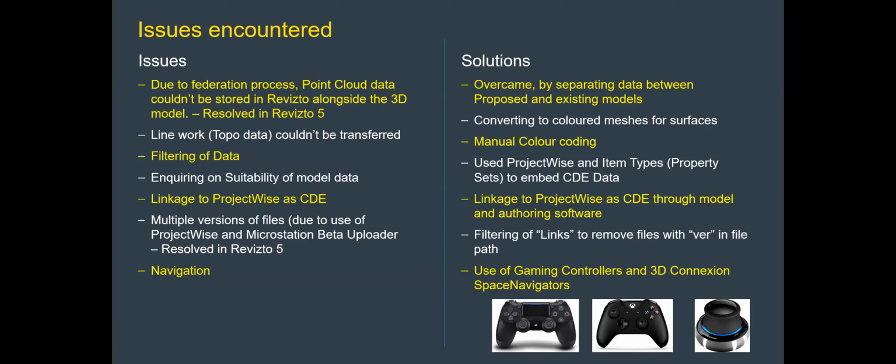Inquiring on suitability of model data. Because we use ProjectWise, a lot of information is maintained in metadata about the file in ProjectWise. And we've overcome this by adding item type information, which is a MicroStation term. You could use Civil 3D property sets or block attributes in AutoCAD to embed metadata from ProjectWise into the object. So you can click on the object and see the source information about the model, to see what state it is in the BS 1192 or ISO 19650 workflow. Has it been approved? Has it been signed off? Has the client accepted it? And has it been published? So you know if you can build from it.